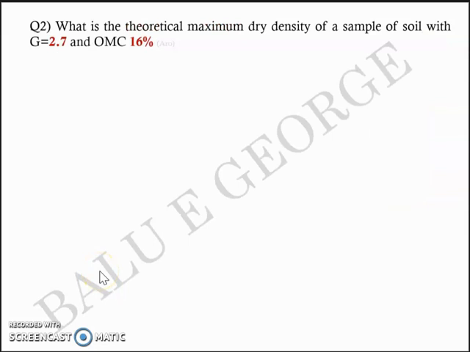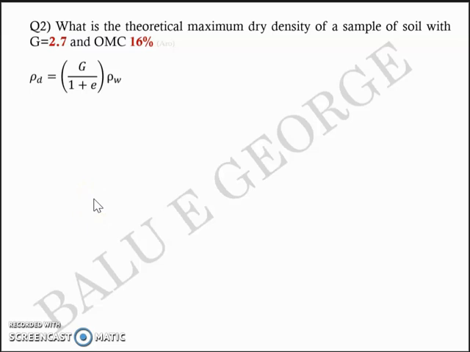Question number 2. What is the theoretical maximum dry density of a sample of soil with specific gravity 2.7 and optimum moisture content 16%? So we know that the dry density of a soil, rho d, equal to G by 1 plus e into rho w, where rho w is the density of water, which is approximately 1 gram per cc, and G is 2.7 as given in the question.